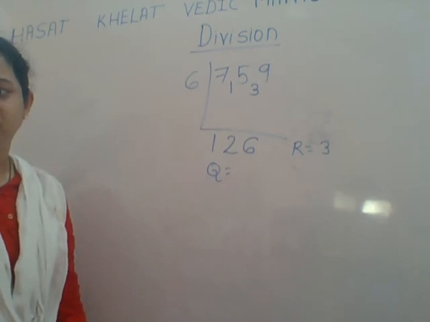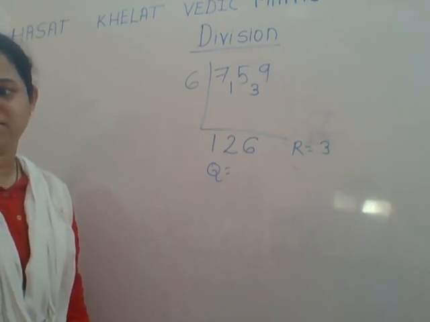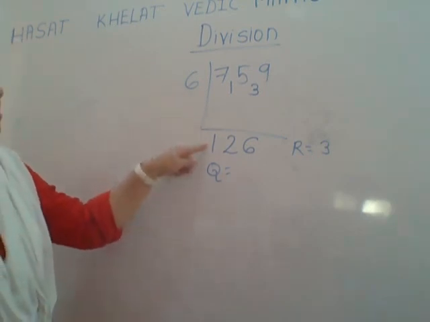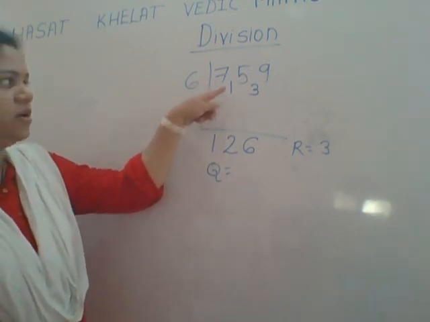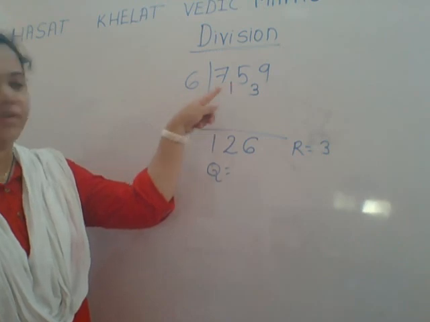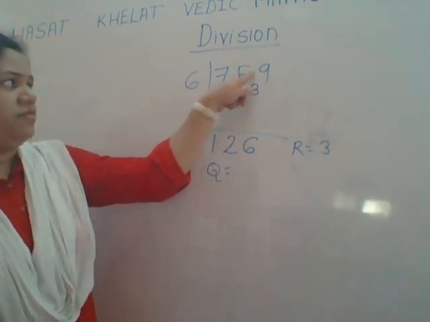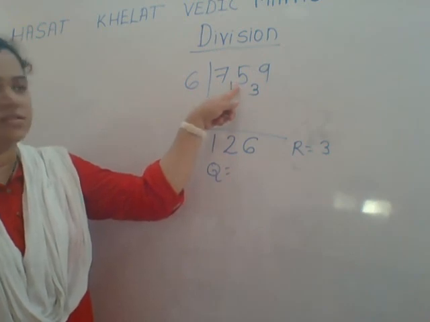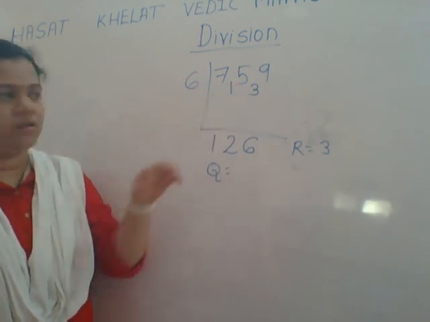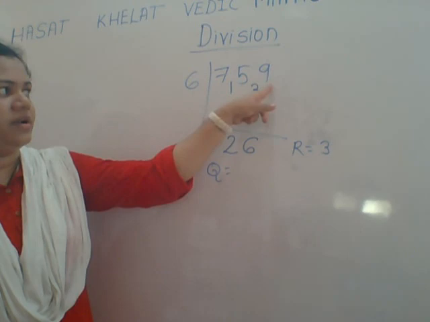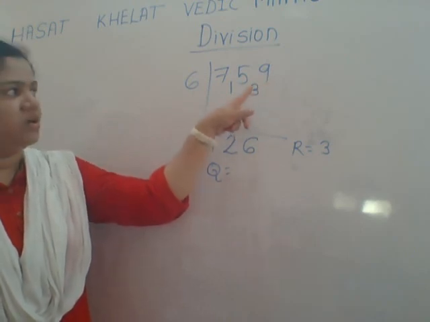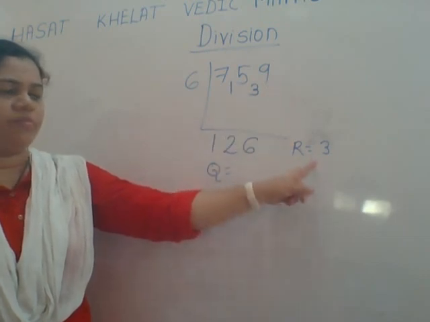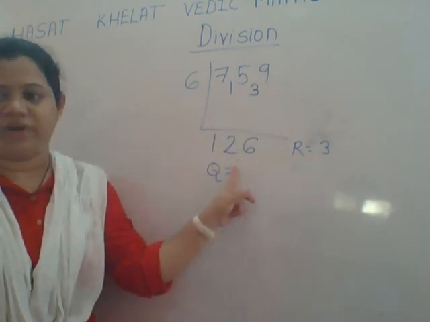Is it clear now? Yes. Okay. What I did? 6 ones are 6. 7 minus 6, I got 1. That I wrote between 7 and 5. This 1 with the 5 became 15. 6 2s are 12. 15 minus 12 became 3. That I wrote between 5 and 9. 39. 6 6s are 36. I got remainder as 3 and quotient as 126.